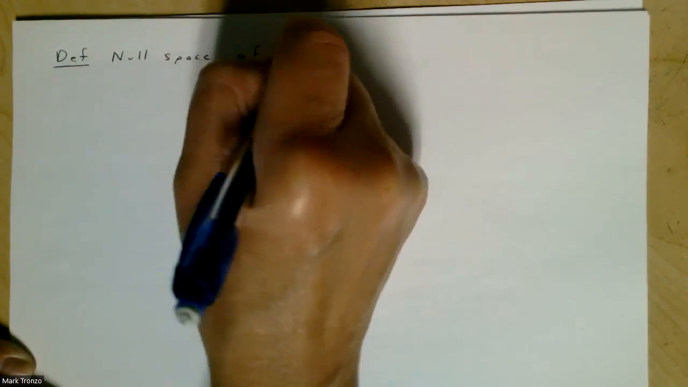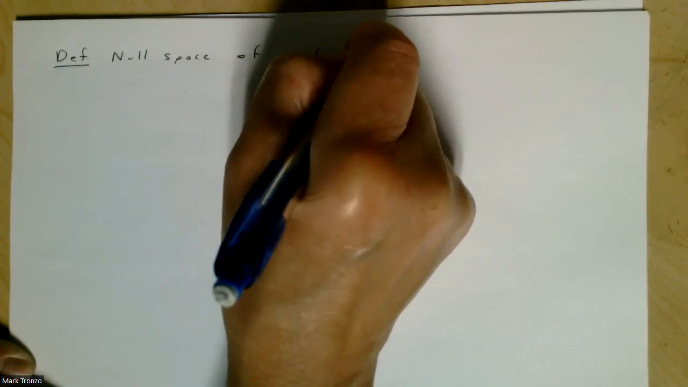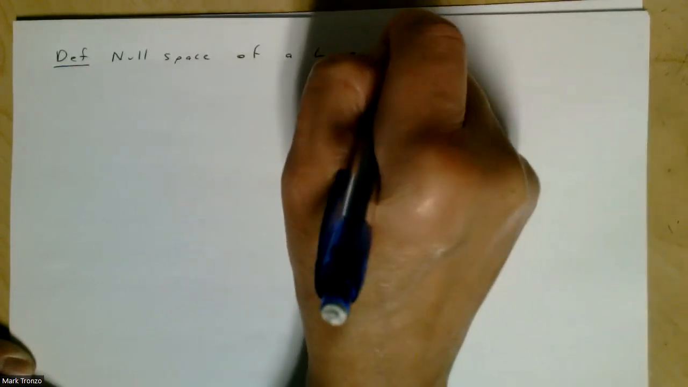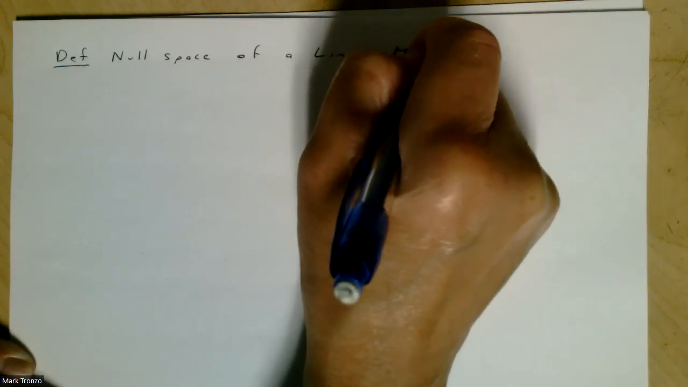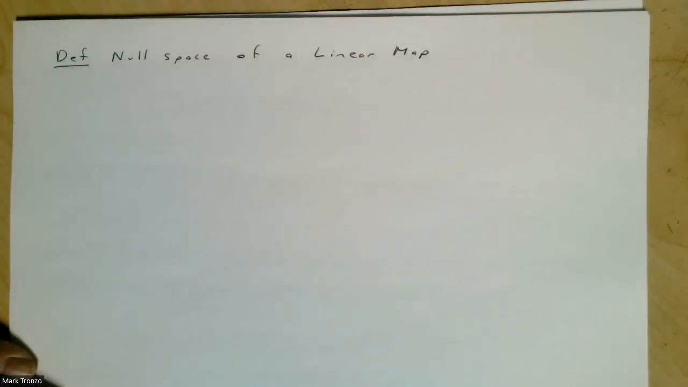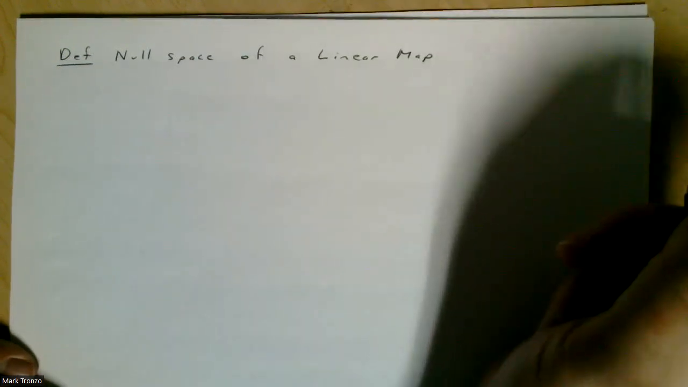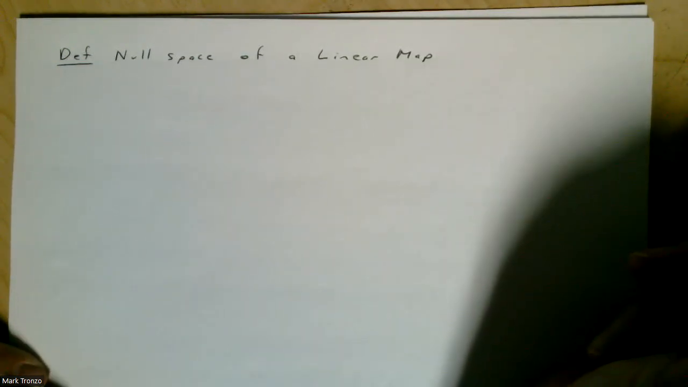Let's talk about the null space of a linear transformation. Like I said, linear transformation or linear map. Again, I'm going to use it interchangeably. Sometimes I use one, sometimes I'll use the other, depending on which you're used to. You can pick whichever one you like.